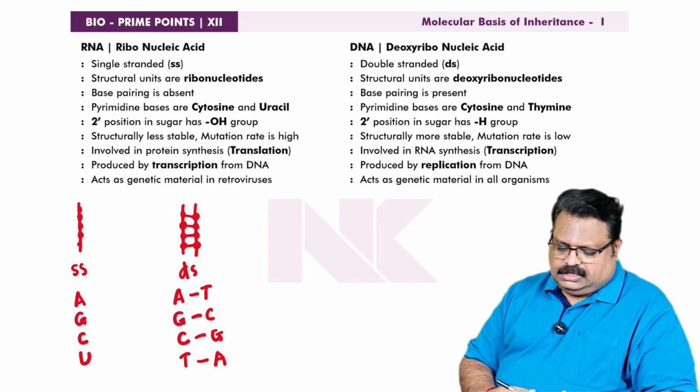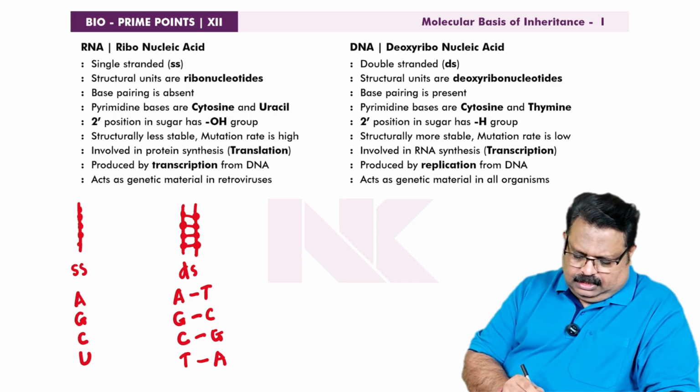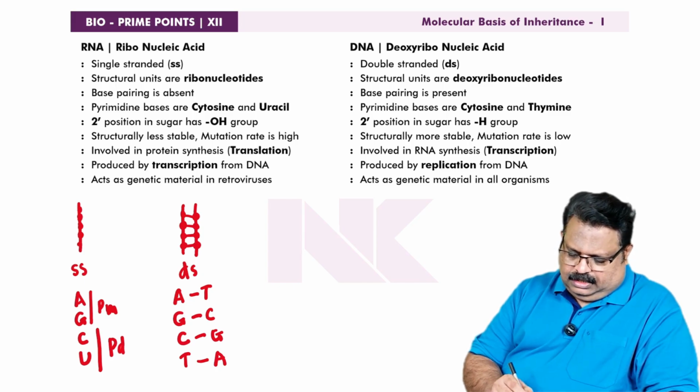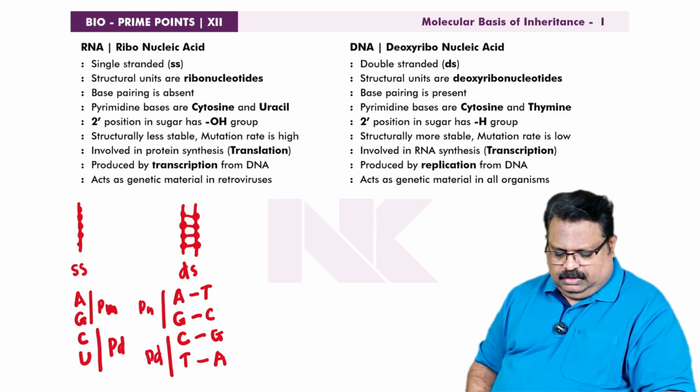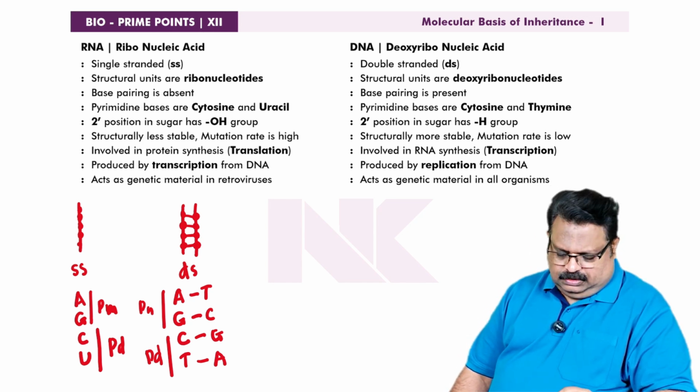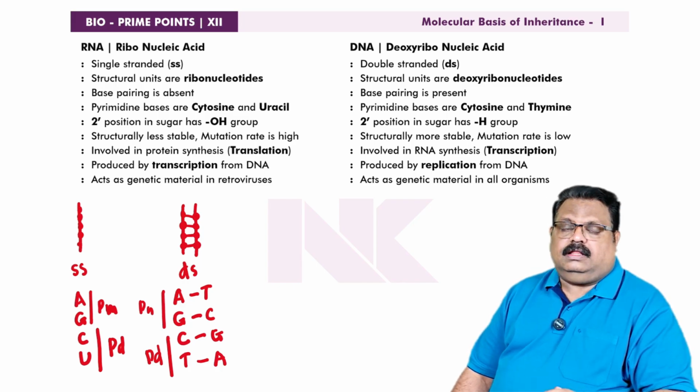So here the adenine and guanine are purine bases. Cytosine and uracil are pyrimidine bases. Okay. So also in the case of DNA, adenine and guanine are purine bases, cytosine and thymine are pyrimidine bases. So in both RNA and DNA, adenine and guanine represent the purine bases. In the case of RNA, cytosine and uracil are the pyrimidine bases. In the case of DNA, cytosine and thymine are the pyrimidine bases.